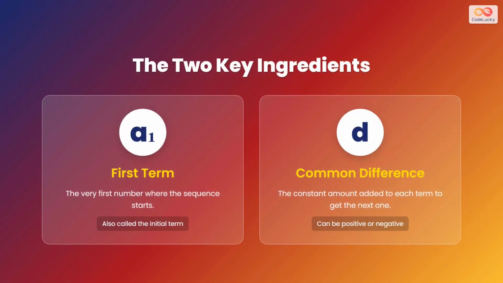To use the formula effectively, we need to identify two main ingredients. First is a sub 1, which represents the first term or the starting point of our sequence. Second is d, the common difference. This is the amount we add to get to the next number. It can be a positive number if the sequence is going up, or a negative number if it is going down.